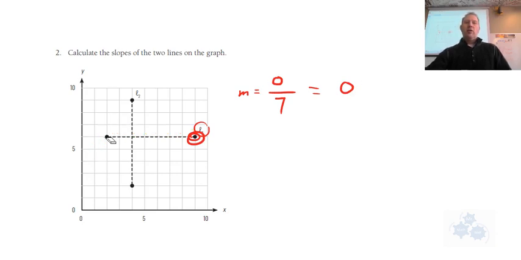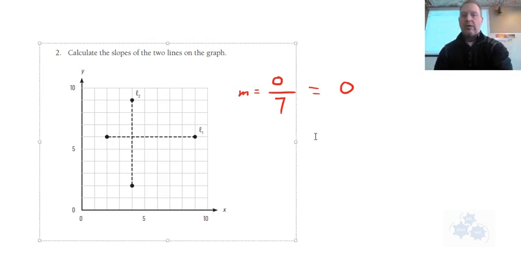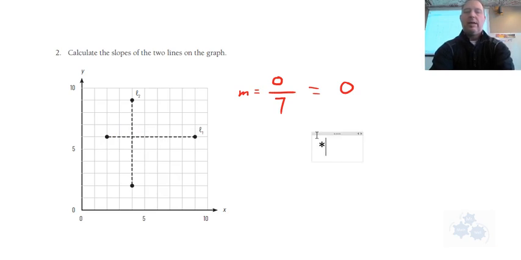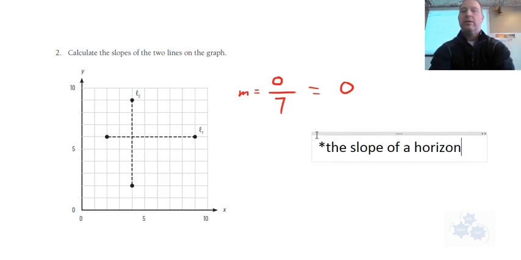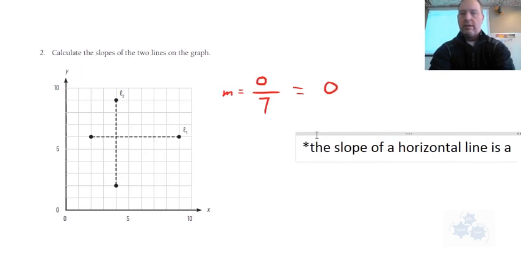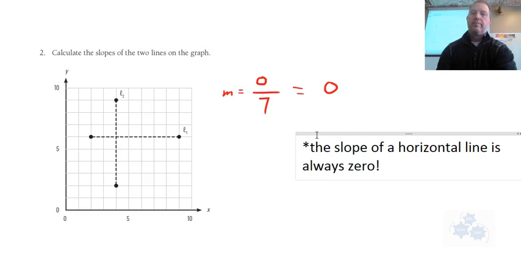So the slope of a horizontal line is always 0. You might want to just jot that down somewhere in your notes. I'll put that down here. The slope of a horizontal line is always 0.